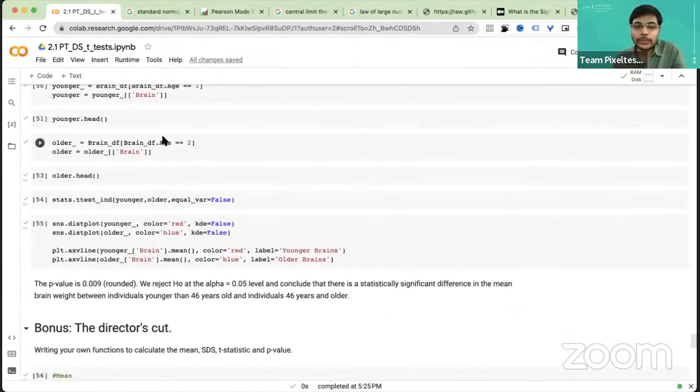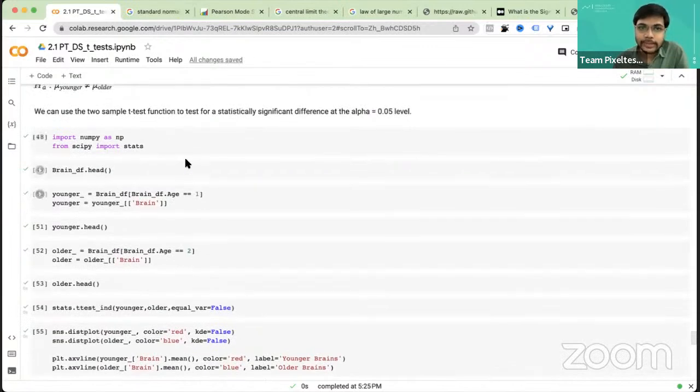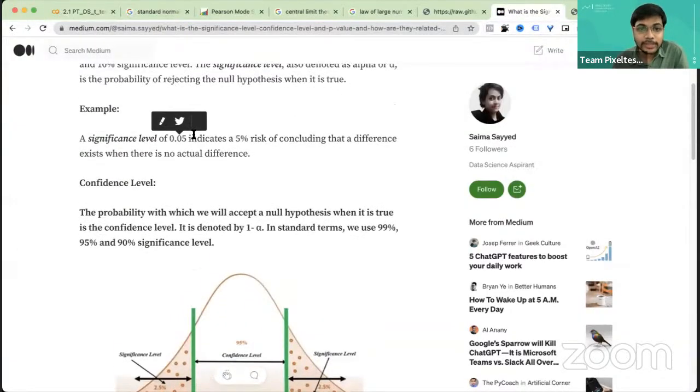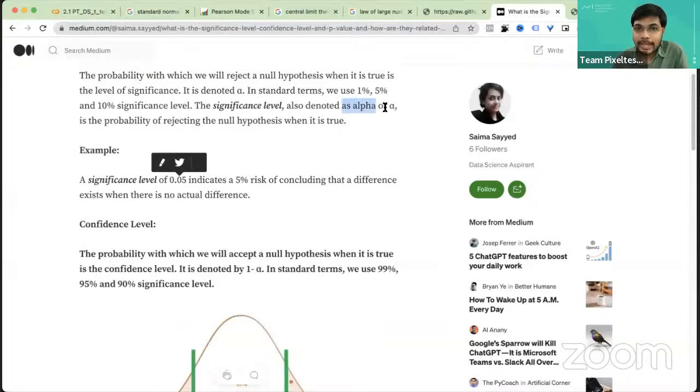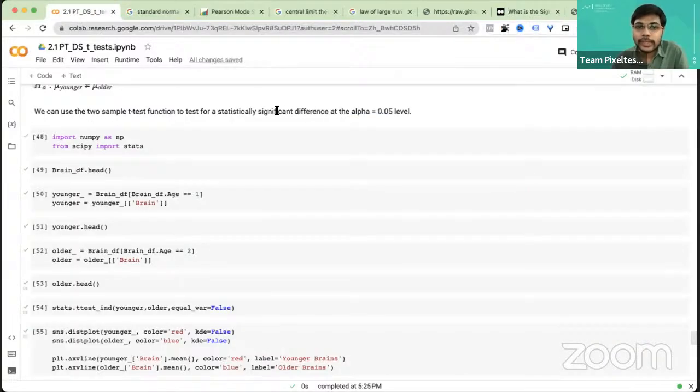We are directly getting into the Python functions. So we can use the two sample t-test function to test for a statistically significant difference at the alpha equal to 0.05 level. Now alpha is nothing but significance. If you remember, significance is denoted as alpha, right? So what they are saying is a statistically significant difference at the alpha equal to 0.05 level, right?